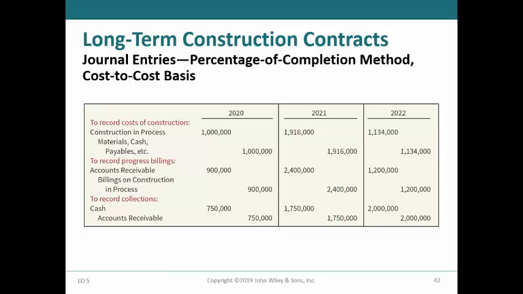This is a temporary account that is used to offset construction in process over the life of the contract to prevent double counting of the cost as they are billed to the customer. Depending on which account, construction in process or billings on construction in process, is greater at the end of the year, the company will either have a net asset or liability on the balance sheet. When the contract is complete, construction in process and billings on construction in process will be equal and closed.